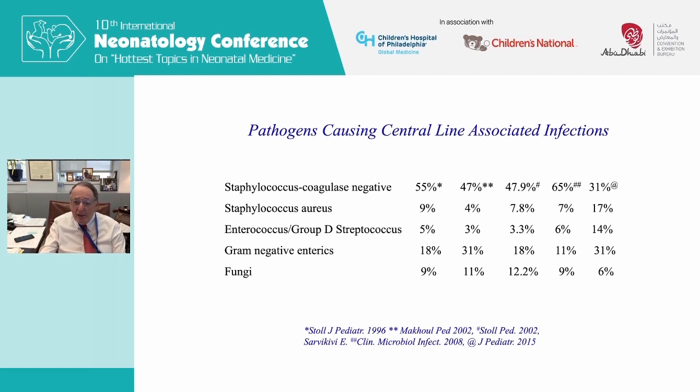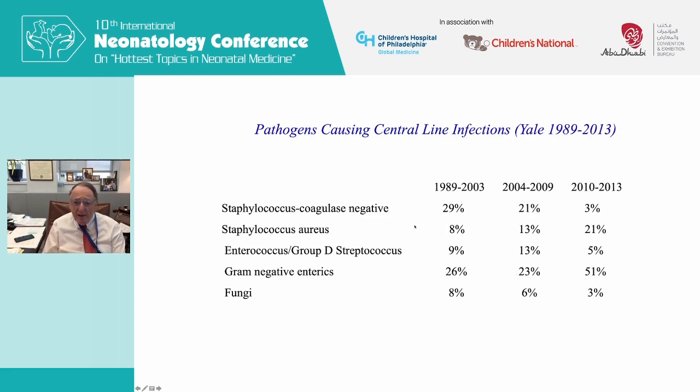This last study, which I'm going to talk about in detail, is from Yale, and it is different because coagulase negative staphylococcus is less of a cause. Second, followed by coagulase negative staphylococcus, are gram negatives, Staphylococcus aureus, and finally fungi and enteric groups. Let's look at this publication from Yale, which was published a couple of years ago.